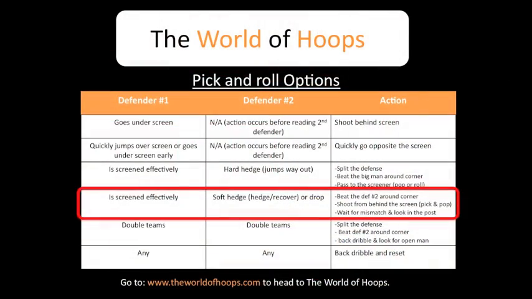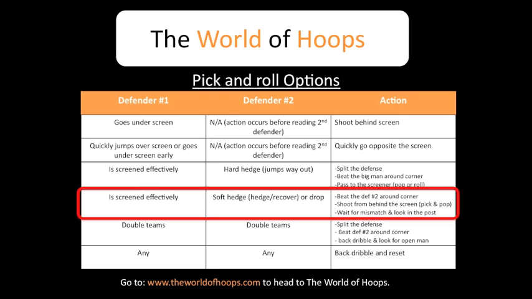Next is a similar defensive situation where defender 1 is screened effectively and defender 2 is doing what we call a soft hedge. So he's not jumping way out, but he's helping, or he's dropping back, and what he's really doing is letting the first defender recover. Here your options are a little bit different. You can try to beat that second defender around the corner, but what you might have here is shooting from behind the screen like you had in the first scenario. You may also have a pick and pop if your screener is a good shooter.